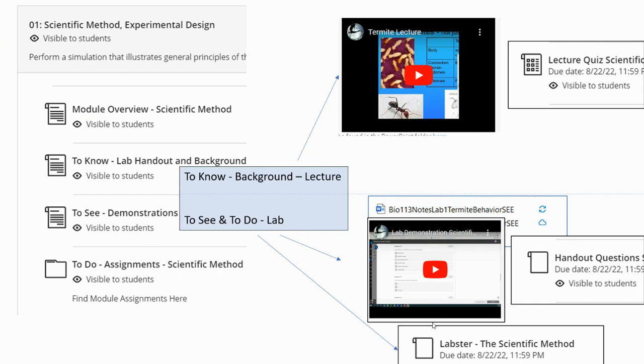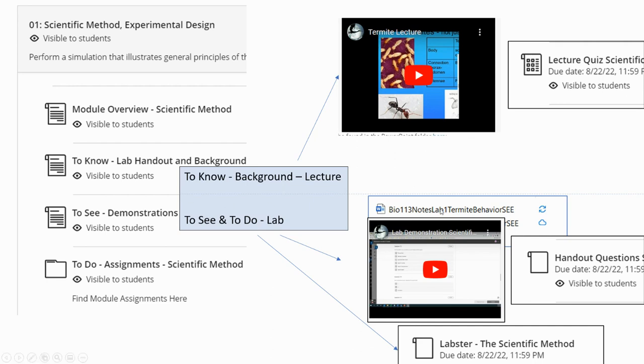So now let's look at how the assignments go together with this lecture and the lab part. Looking at the folder, you've got the overview, then you've got the know, to see, to do. To know, that's the lecture. Watch the lecture. There's a PowerPoint that goes along with it that you have access to. And this lecture quiz goes with this lecture assignment. So watch this, then do the quiz. This information and this information comes from the lab handout. So we're going back to the lab handout. That's where it all comes from.